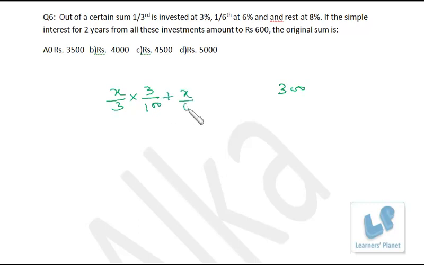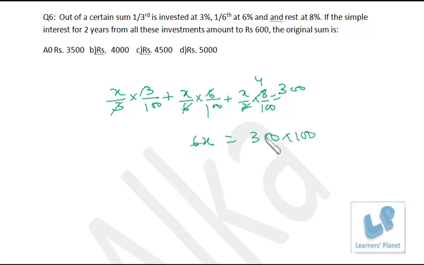Plus x by 6 at 6%. So this will be the interest, plus remaining: x by 3 plus x by 6 is x by 2. So remaining x by 2 at 8%, and this is the total interest, and that is actually 300. So we have to find out the value of x over here. So 4x plus x is 5x, and x is 6x. 6x is equal to 300 into 100. So that's 5,000. Pretty simple.